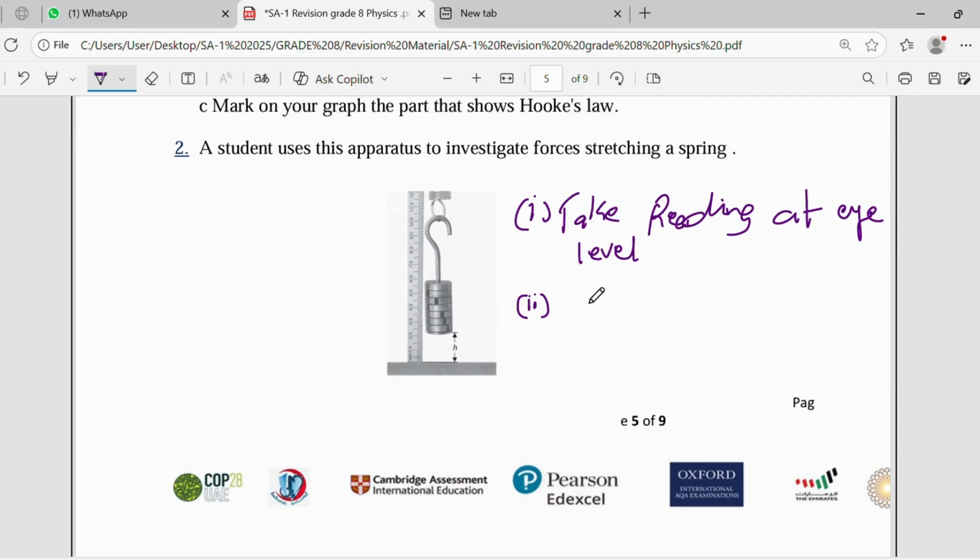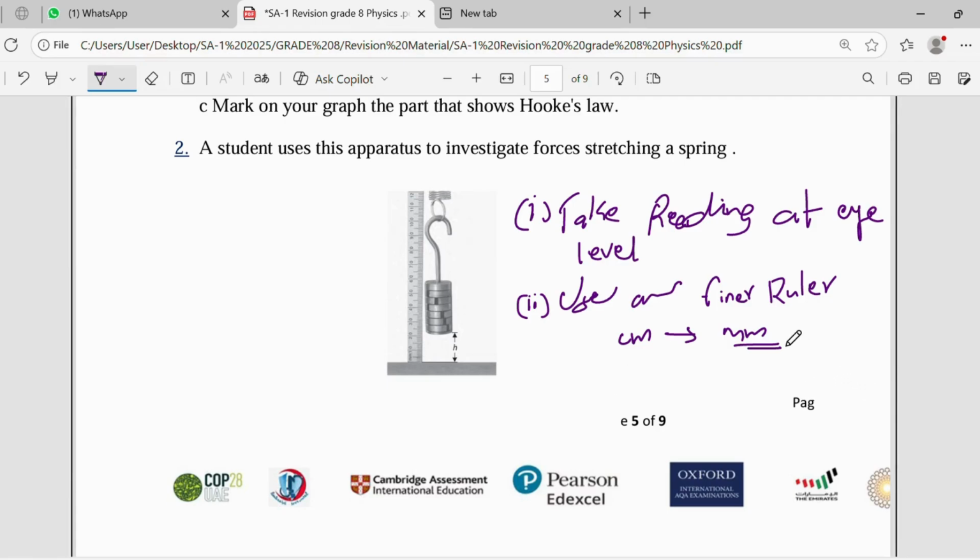Now, question number 2. What is the question? We need to write 2 suggestions, right? So, second one, use a finer ruler. Say, for example, instead of centimeter, you can choose millimeter. So, in order to get the accurate result, you can use, instead of centimeter, millimeter.